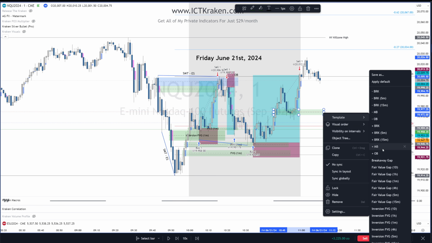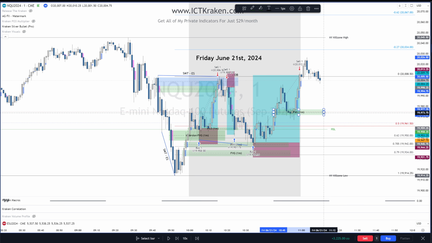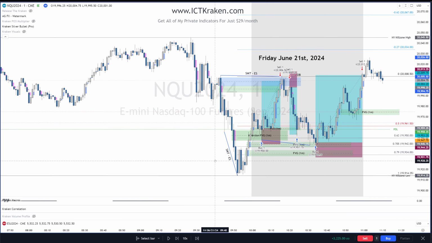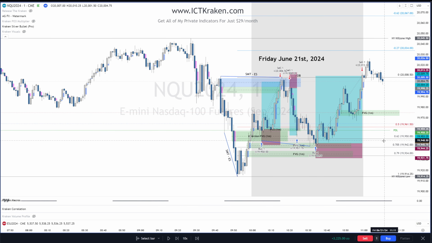This fair value gap, I got to mark it. My OCD doesn't allow me not to mark it. So, okay, cool. All right, let's recap here.